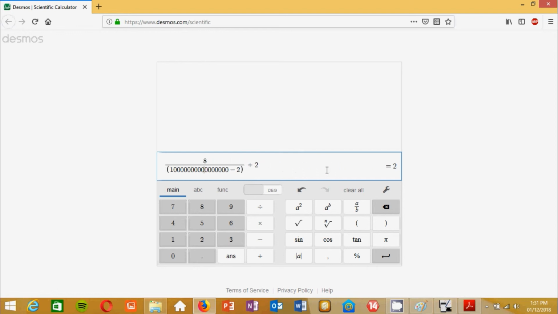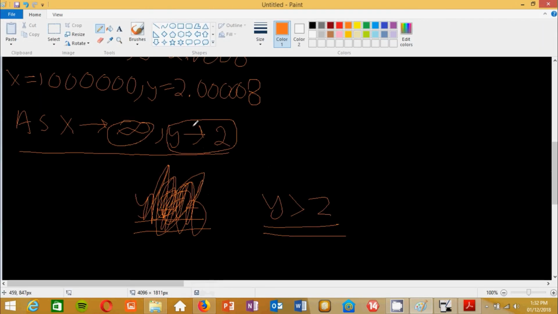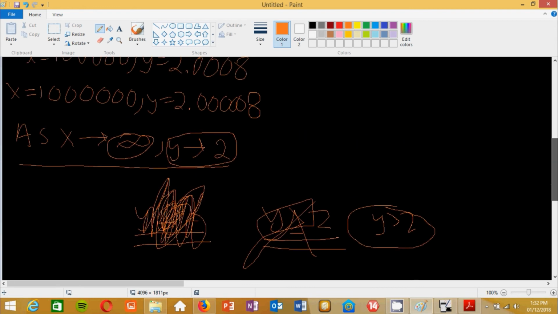If I was to do this just a bit, you have 2.00001. If I add another 0 here, another 0 is going to add here. But then your calculator is not going to give you all those decimal places, so it's just going to round this off to 2. So you're never actually going to reach the number 2. The only way you can reach the number 2 is if x approaches infinity. So that's why we don't have an equal to sign there. That would make it wrong. That's why we just say y is greater than 2. Because for y to be 2, x has to be infinity.